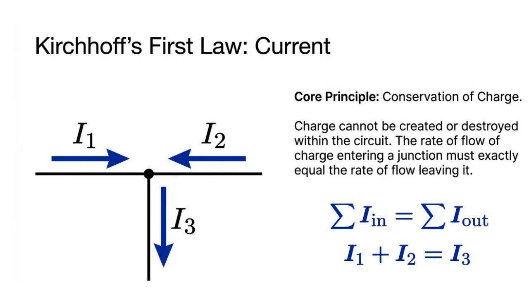Kirchhoff's first law is based on the conservation of charge, which means that charge cannot be created or destroyed within a circuit. This law tells us that the amount of electric current flowing into a junction has to be equal to the amount of current flowing out. In the diagram, currents I1 and I2 are flowing into the junction, and I3 is flowing out. So when we add I1 and I2 together, that sum must be equal to I3. This ensures that the total current is balanced at any connection point in the circuit.